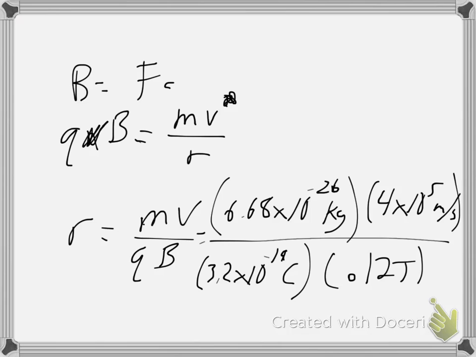So multiply the top, divide by the bottom, and you'll find that your radius should be 0.07 meters, or 0.069 or 68 or something like that, but I remember it's 0.07. Alright, look on the back side.